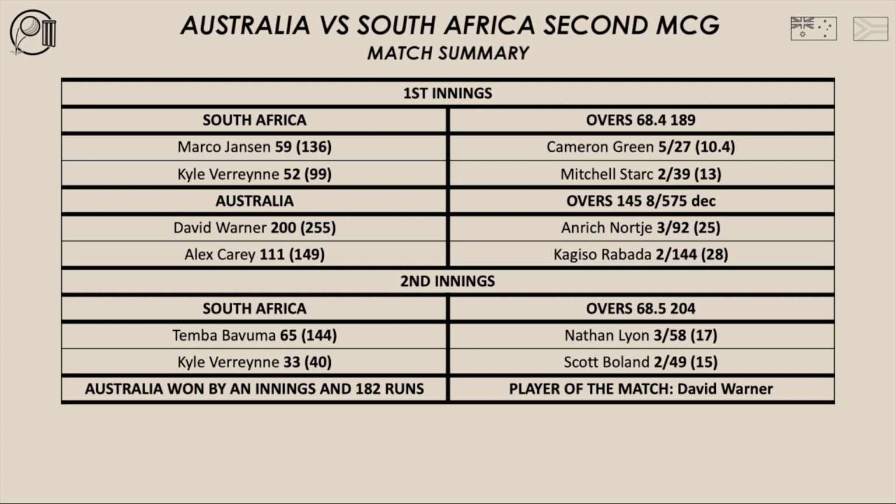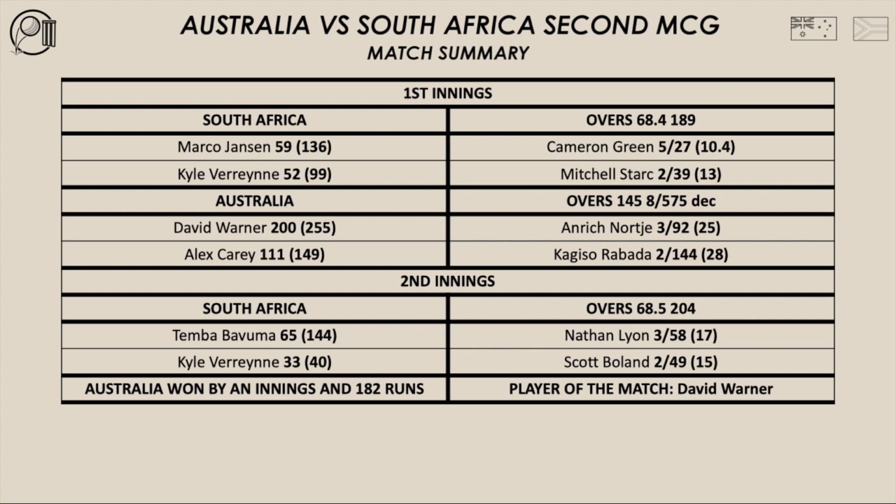Let's have a look at the match summary from the second test between Australia and South Africa from the MCG. South Africa batted first and made 189 all out in their first innings. Jansen top scored with 59 and Green took 5 wickets for Australia. Australia in their first innings made 8 for 575 declared. Warner top scored with 200 and Nortje took 3 wickets for South Africa.